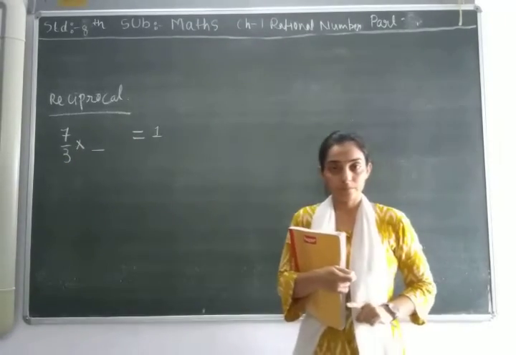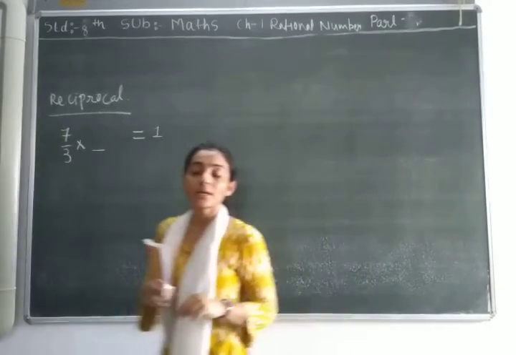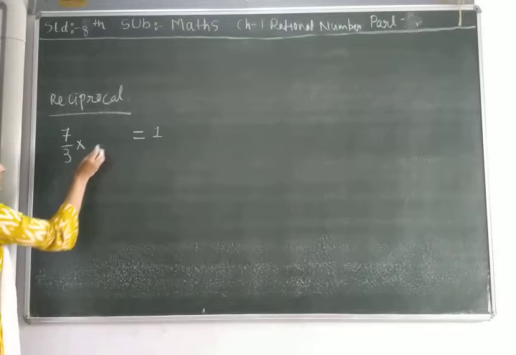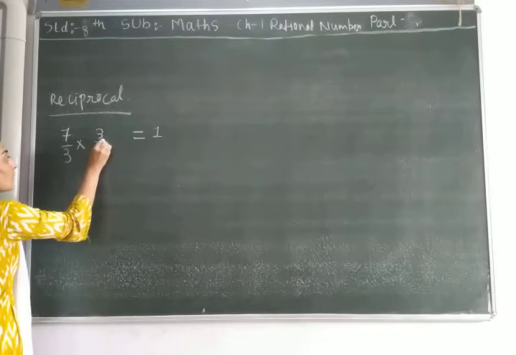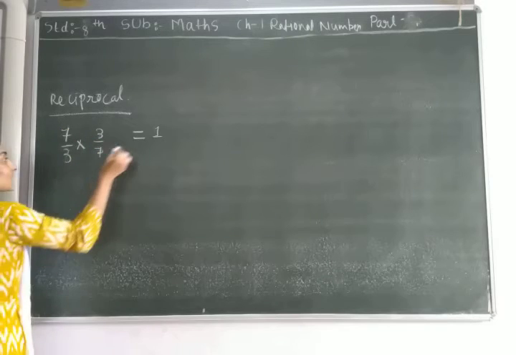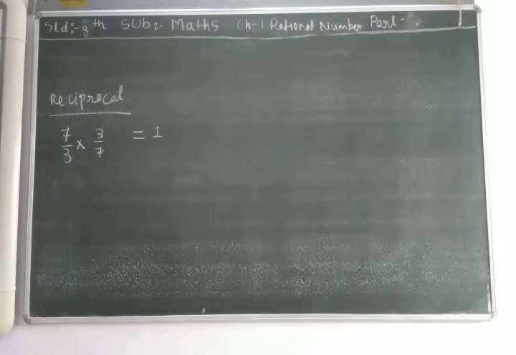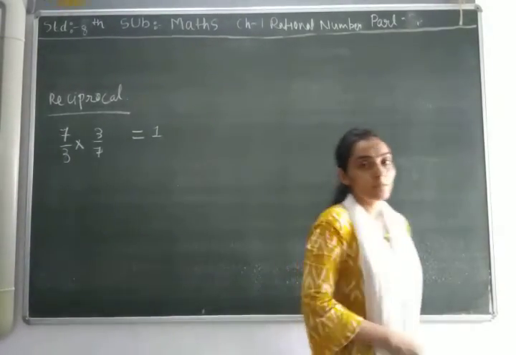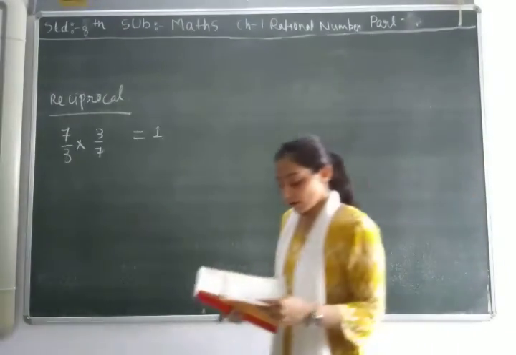equals 1. What are we going to do? Just taking the inverse of it. Okay, so I am writing 3 over here, 7 over here. So the 3 gets cancelled, 7 gets cancelled. I am getting the 1. So this is called a reciprocal of a number.